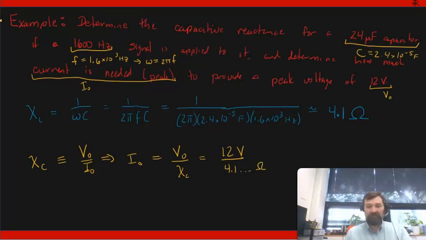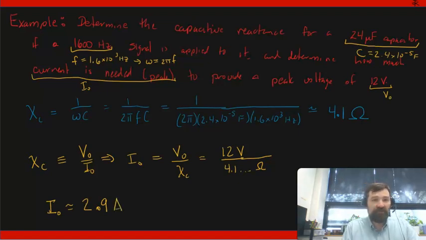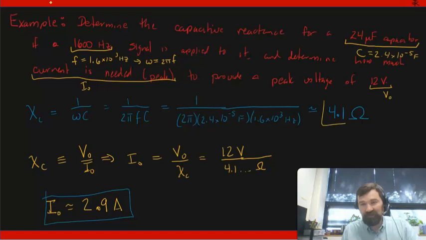If I plug that into my calculator, I get 2.895, so let's round that to 2.9, but it is 2.89529179 amps. So we've found for ourselves a needed peak current in amps. We found for ourselves a reactance in ohms.